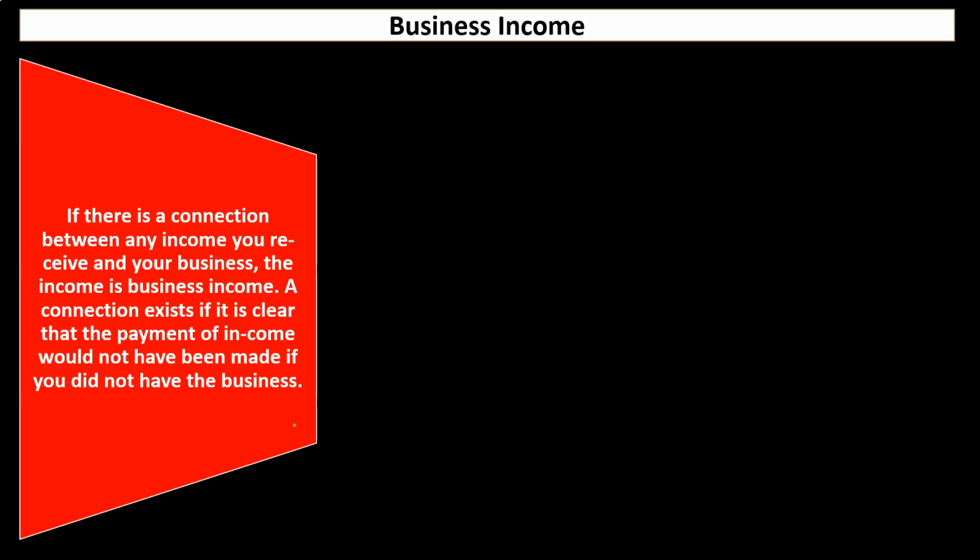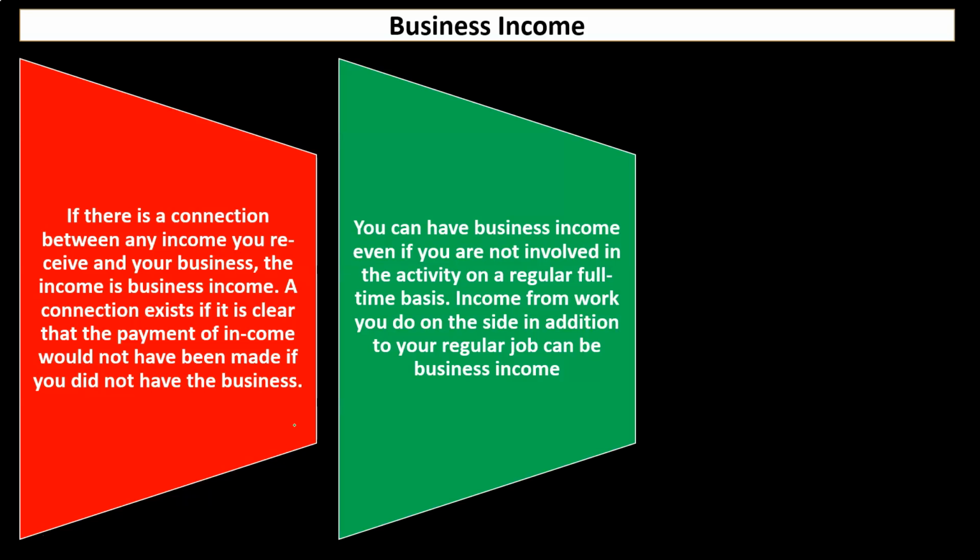Oftentimes, it'll be very clear where the proper place will be, such as W-2 income, 1099 income for interest or dividends and whatnot, versus business income, which is going to be related to the business. But sometimes you can get that in-between area, and you might think, why does it matter? Well, it could have a significant impact on the taxes, because if it's on the Schedule C, you'll be paying federal income tax and payroll taxes. If you put it into some other income and don't apply the payroll taxes, Social Security and Medicare, that could have a significant impact. You can have business income even if you are not involved in the activity on a regular full-time basis.